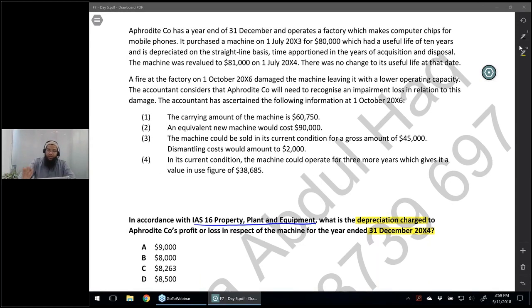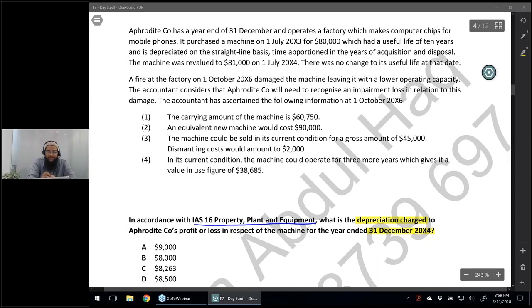Done. The question says that a company has the year end of 31st December and operates the factory which makes computer chips for mobile phones. It purchased the machine on 1st July 20x3 for $80,000, which had a useful life of 10 years.